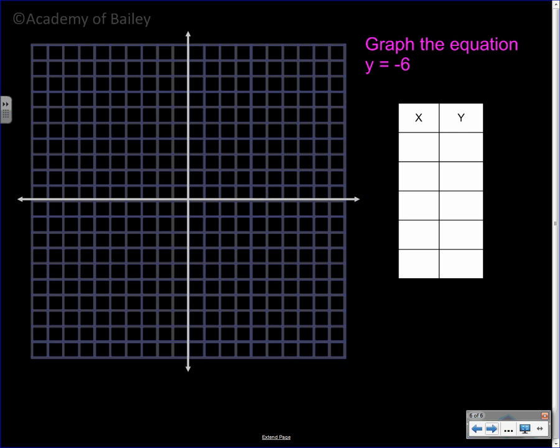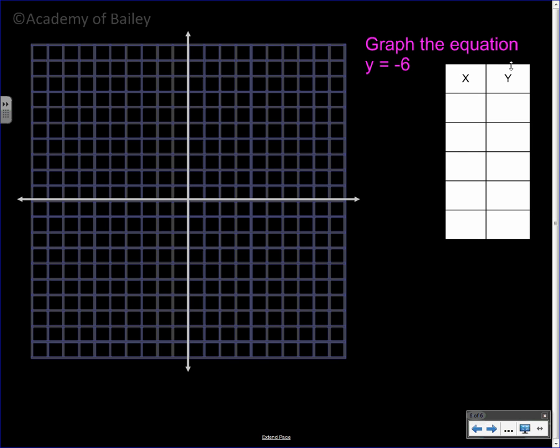And let's look at the next situation. The next situation is y is equal to -6. Well, it doesn't say anything about x in this equation. It only says y is -6. Y is -6. And all the values of y are -6. And therefore, it doesn't matter which values you choose for x, because y will be -6. Let's go ahead and plot those points.